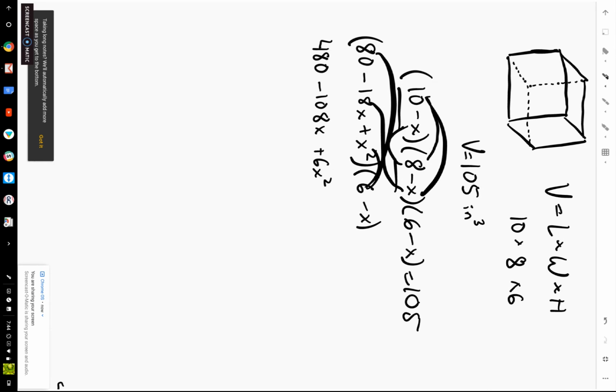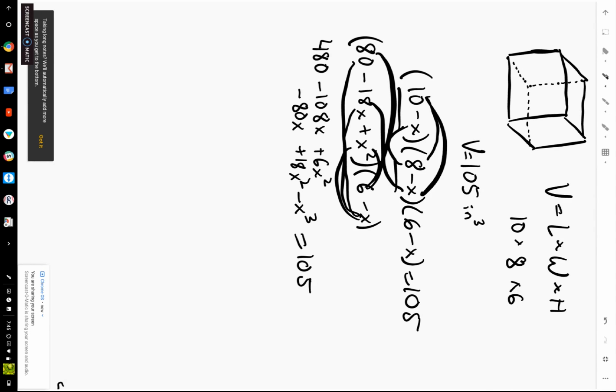Then we're going to distribute the negative x to each term. Negative x times 80 is negative 80x. And notice how I'm lining up my terms by the same powers of x. Negative x times negative 18x is positive 18x squared. And negative x times x squared is negative x cubed. All that equals 105.